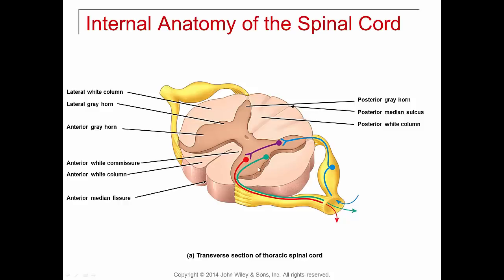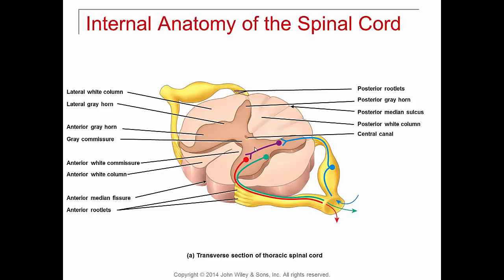The anterior horn is much larger and it's sometimes referred to as the motor horn. It's the largest because it contains all the cell bodies for the somatic motor neurons that go to the skeletal muscle. Connecting the right and left sides of the spinal cord in the gray matter region is the gray commissure. In the middle of the gray commissure, we have what's called the central canal. The central canal is continuous with the ventricles of the brain and it contains cerebral spinal fluid.